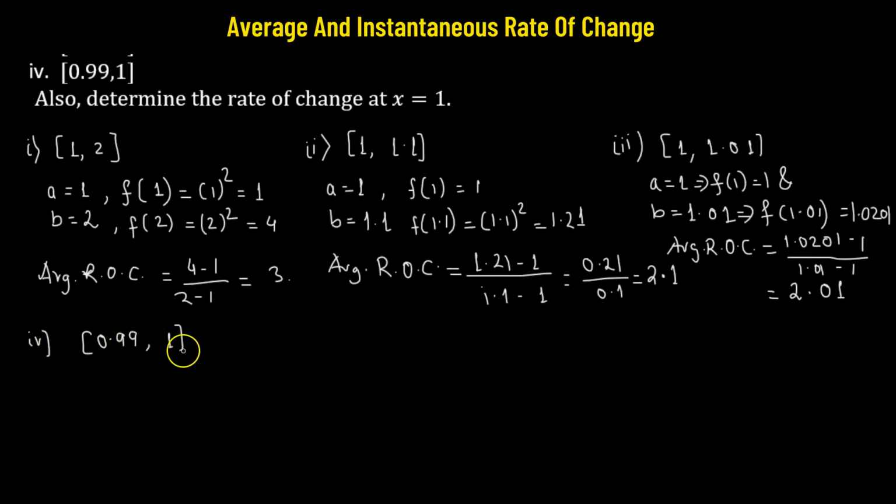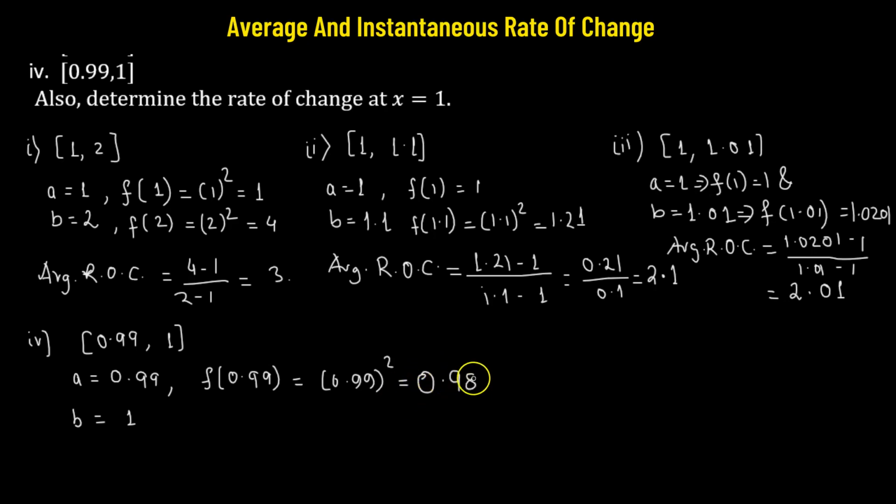And let's finally calculate the value for the fourth interval, number 4, 0.99 to 1. So here the value of a is 0.99 and the value of b is 1. So f of a, the a value is 0.99, this will be equal to 0.99 squared, so that is 0.9801. And f of b, that's simply the value of x at b equals 1, so this will be 1 squared, so this is simply 1.